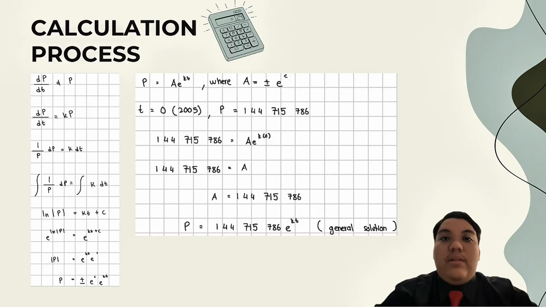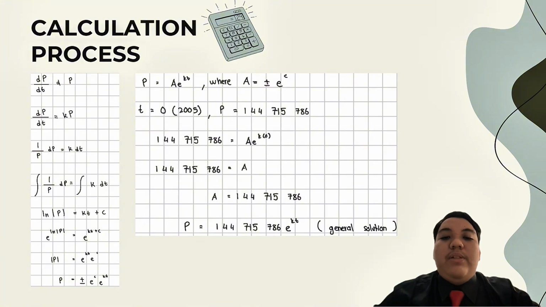Thank you. So next, I will explain about the calculation process. First, we will begin with the equation dP/dt = kP, where P represents the population, and k is the growth constant. This equation shows that the rate of change is proportional to the current population. So first, we separate the variables, which is P terms on the left hand side and t terms on the right hand side. After that, we integrate both sides and we will get ln P = kt + C. After that, we apply the exponential function to both sides and we will get P = e^(kt + C).